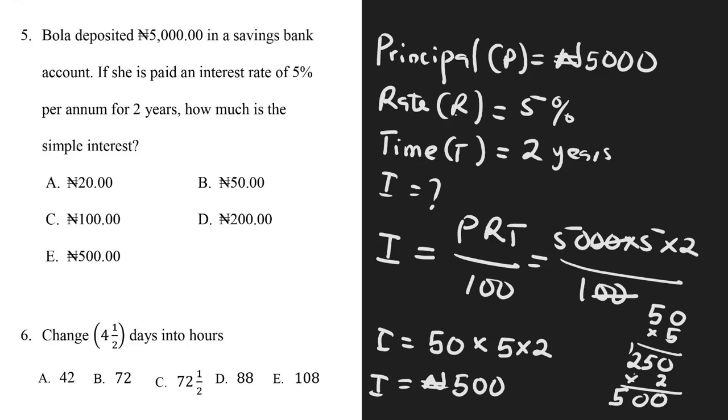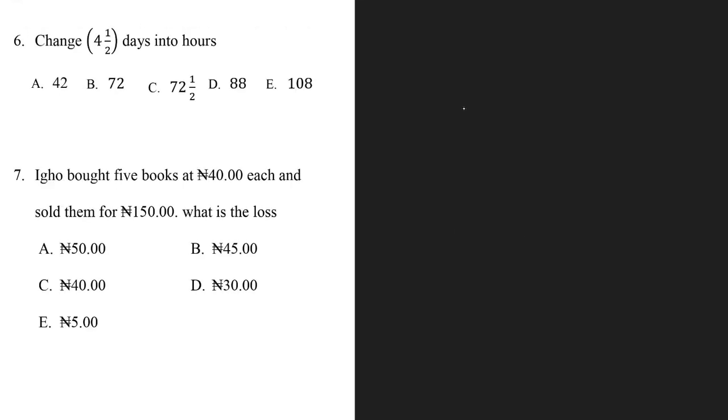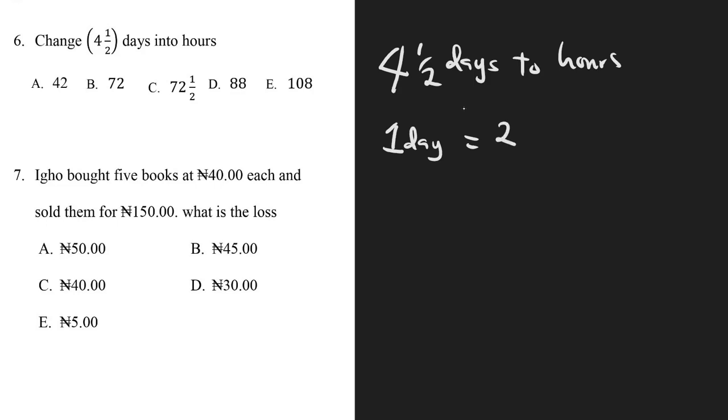So let's go back to our option. Do we have 500 naira? Of course, yes, which is E. So let's move to the next question. All right, question 6 says change 4.5 days to hours. So how are we going to change 4.5 days to hours? So we know that how many hours make a day? Is that not? We know that 1 day is equals to what? 24 hours. Is that not? 1 day is equals to 24 hours.